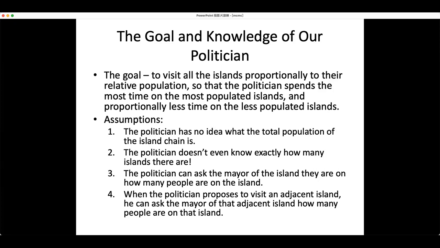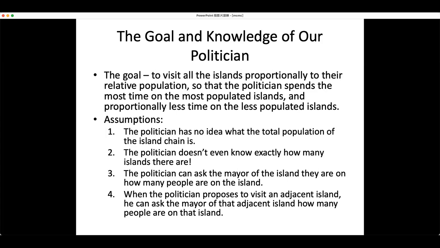So if he wants to allocate his time to different islands, the island with more population obviously has a chance to get more votes, right? So he should stay there longer, compared with the islands with less population.